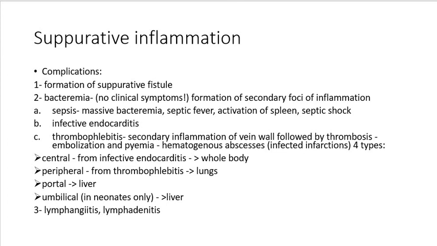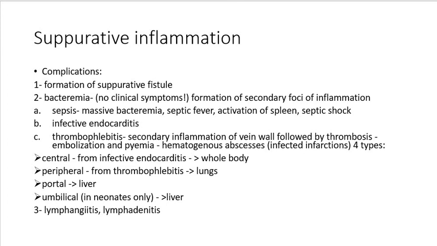For example, firstly, we will have suppurative fistulas. This is a very common complication. You can have formation of fistulas, or we can have bacteremia. Now, bacteremia does not have any symptoms yet. This is not sepsis basically yet. So, because it does not have any symptoms, it can create secondary foci of inflammation. The bacteria can move through the bloodstream, and it can eventually cause sepsis because of massive bacteremia. The content of bacteria in the blood is a lot. By then, you will have the fever and all the rest. You will have a shock, basically.